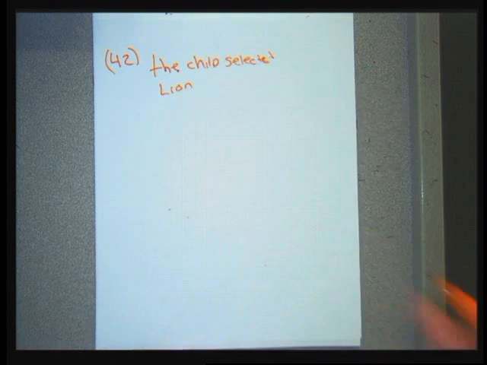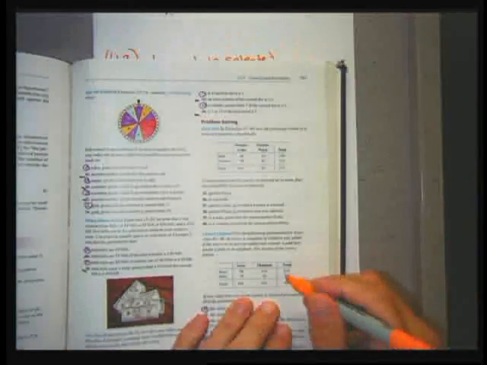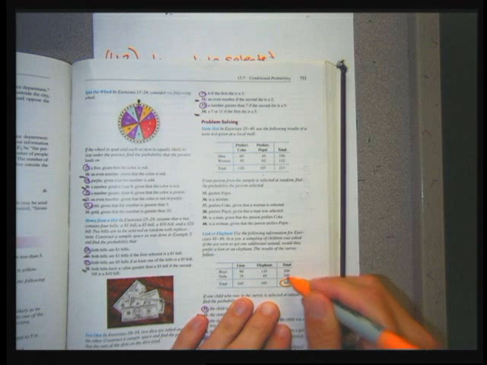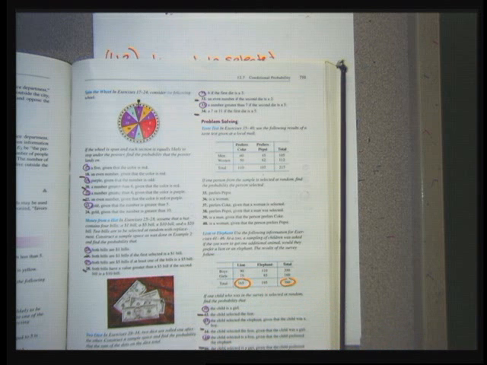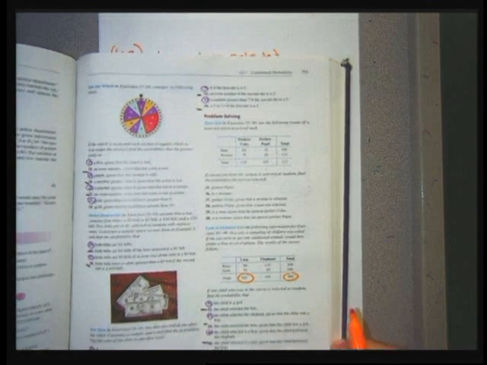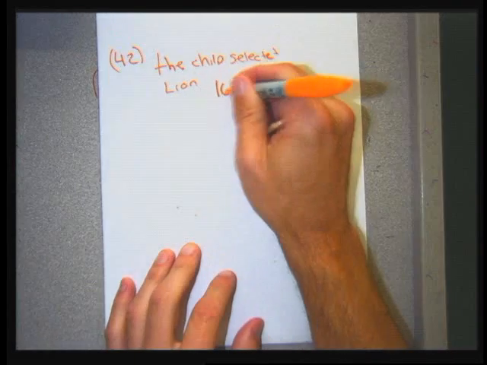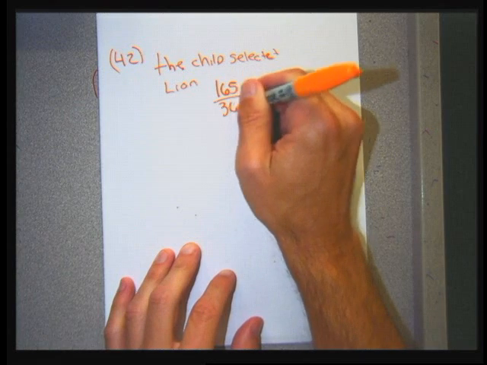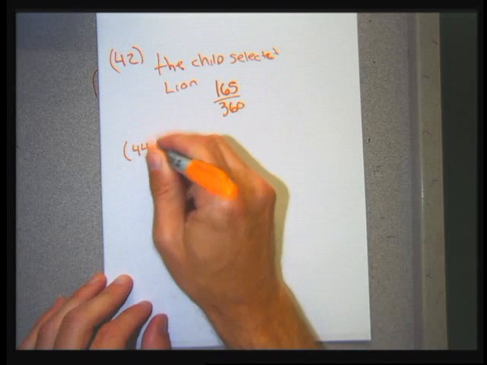Notice there's no "given that" or "if" here. When this is the case, I don't need to restrict the sample space at all. I'm considering all 360 kids, and of all 360 kids, 165 of them preferred the lion. My answer to 42 is going to be the 165 kids that picked a lion out of the 360 kids total. I didn't bring my calculator this morning to reduce this, so I'm going to hope that you can reduce this via your calculator: divide them, do math, enter, enter, and it'll give you a reduced fraction as opposed to that big fraction.